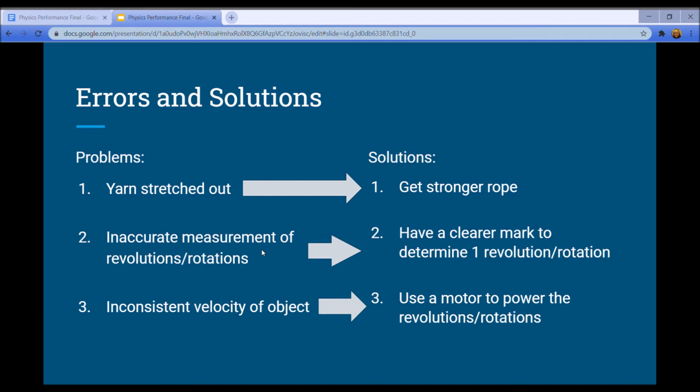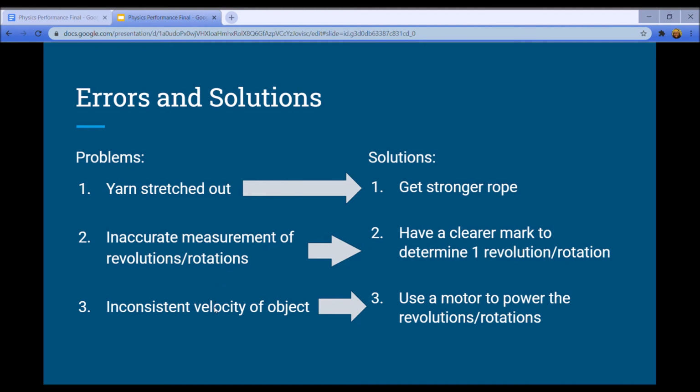Along with that, there was an inaccurate measurement of revolutions or rotations. Since I had to rely on my eye while looking at the video, I wasn't able to fully record the revolutions properly. As a solution, I could have a clearer mark to determine one revolution, like a piece of paper behind me that has a mark, and then I could figure out how many rotations I had through there.